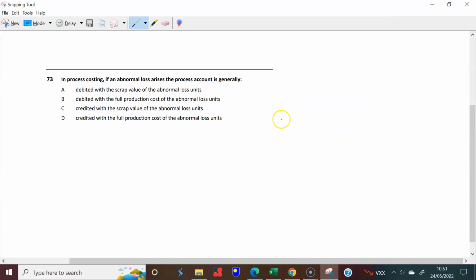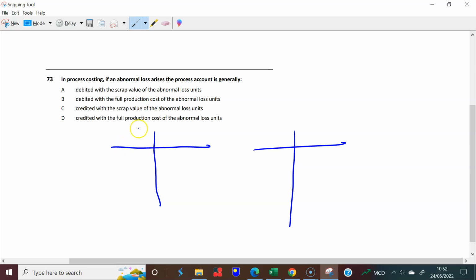What we have here with question 73 is a good question because it forces us to be clear again about what's happening with the process account. Remember, the whole point is that we have our inputs, and then we may have a normal loss, which we accept that we will lose. This normal loss is given to us at scrap, because we're expecting to lose a certain amount, and we will have a scrap value given to us. And the rest of everything we're expecting to come out at a standard cost.